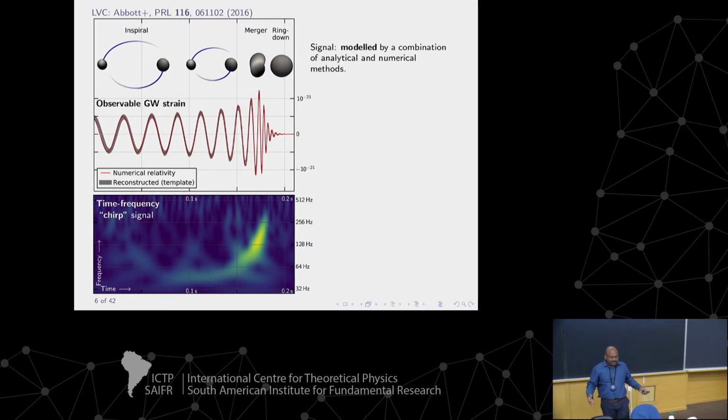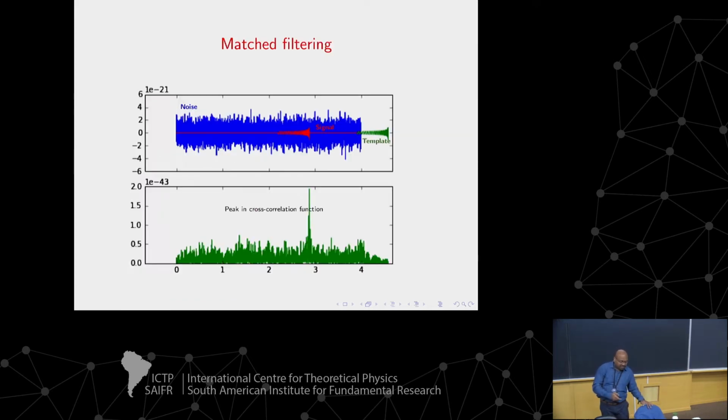Now, for these signals, the signal can be modeled very accurately by a combination of analytical and numerical methods. In fact, two of the organizers who are here are some of the authorities on modeling these signals in different ways. Because this signal can be so accurately modeled, it is possible to search for these signals even when the signal is as small or smaller than the noise around it by a method called matched filtering.